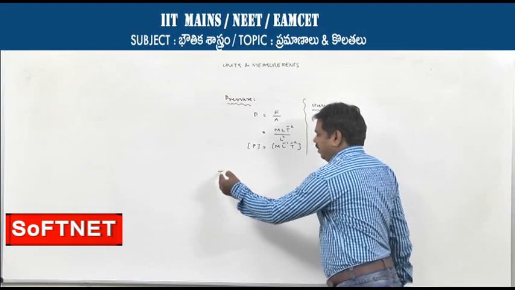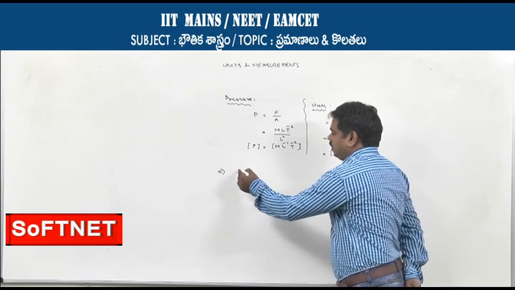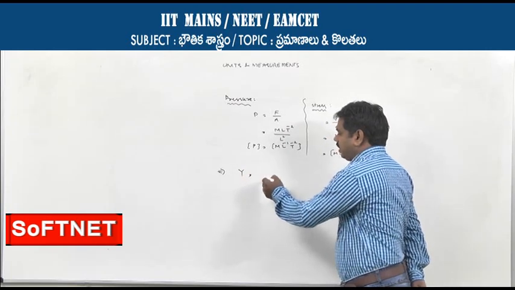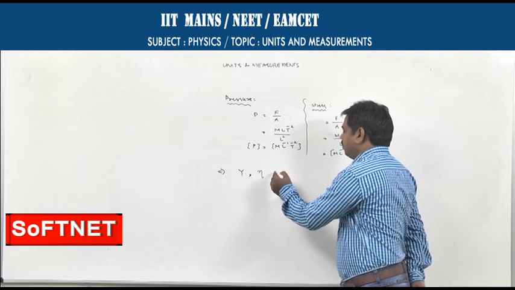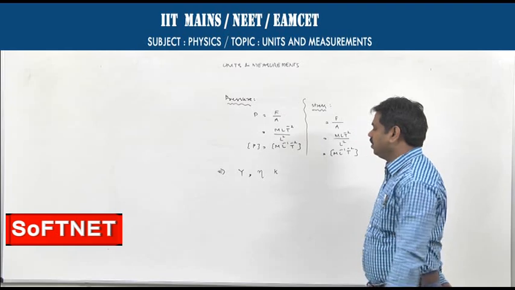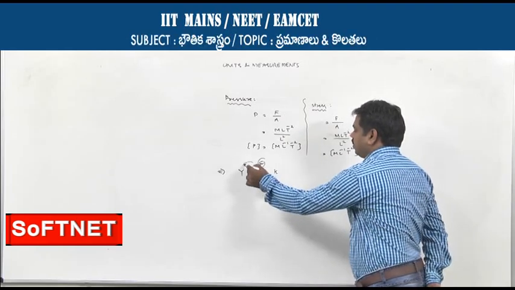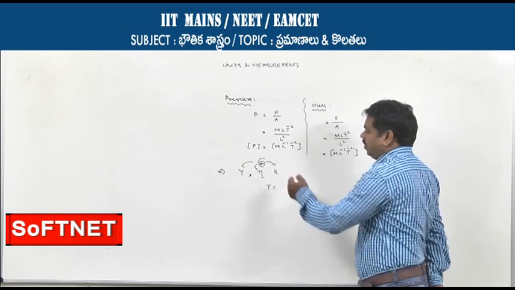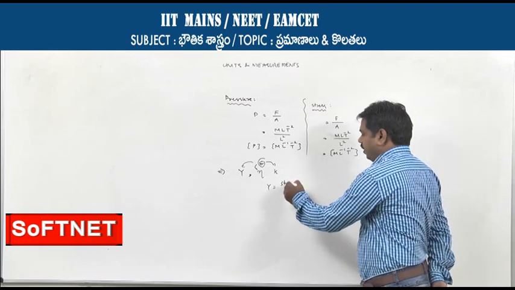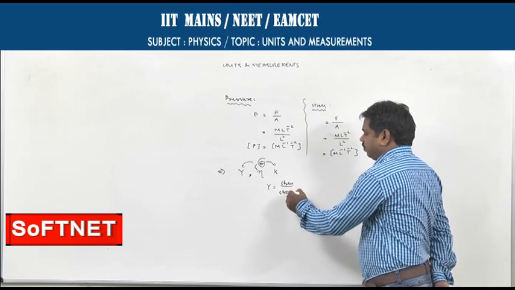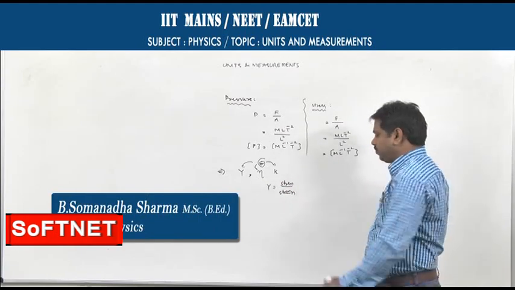And if you write the dimensional formula of the elastic constants, we know that there are three types of elastic constants we have in the case of solids: Young's modulus, rigidity modulus and also bulk modulus. These are the elastic constants. We know how to define the elastic constant. It is simply the ratio of stress to strain. And of course, for the Young's modulus, it is the longitudinal stress to the longitudinal strain.